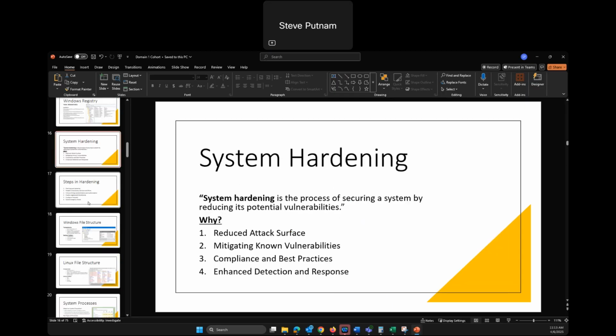All right, system hardening. This is what we were talking about. It's securing a system to reduce potential vulnerabilities. Now, we did discuss in an earlier slide about manually setting the configuration to harden the system, but of course there are patches, remediation of vulnerabilities that are put out by the vendors that attempt to do this, but there are still some that you have to do manually.